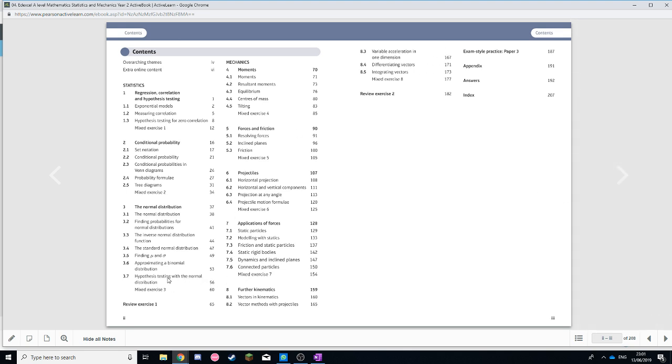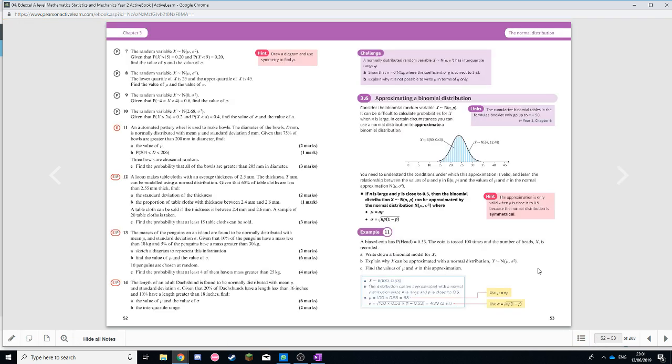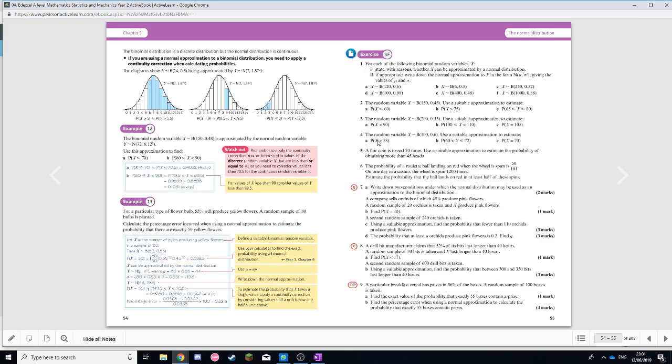Inverse normal, standard normal, approximating a binomial. Oh, that's approximating a binomial. My bad, I thought it was normal to binomial. Yeah, this stuff. np, np(1 minus p). They would normally tell you to do normal.